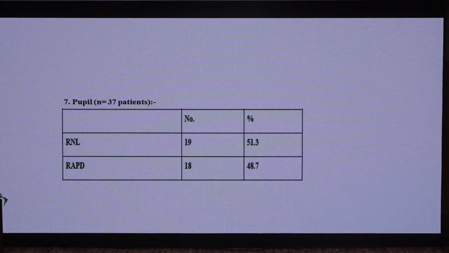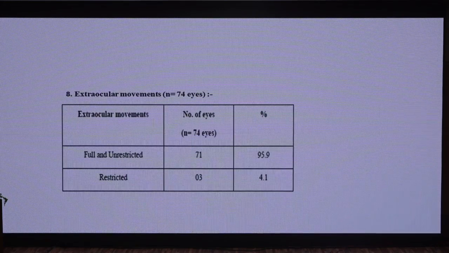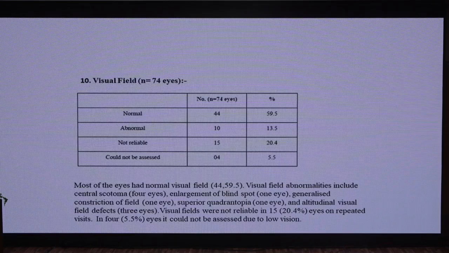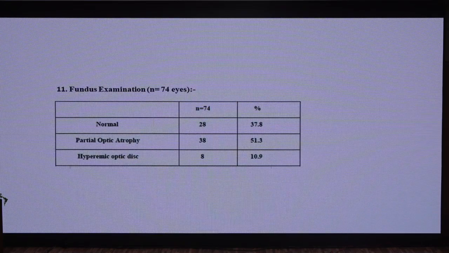RAPD was seen in 50% of the patients, and extraocular movement was restricted in 3 eyes. One of them had lateral rectus palsy, and another 2 had partial third nerve palsy. Color vision was defective in 35% of the patients, and visual field abnormalities were seen in around 20% of the population. Visual field abnormalities include central scotoma, enlargement of blind spot, generalized constriction of field, and superior quadrantanopia.